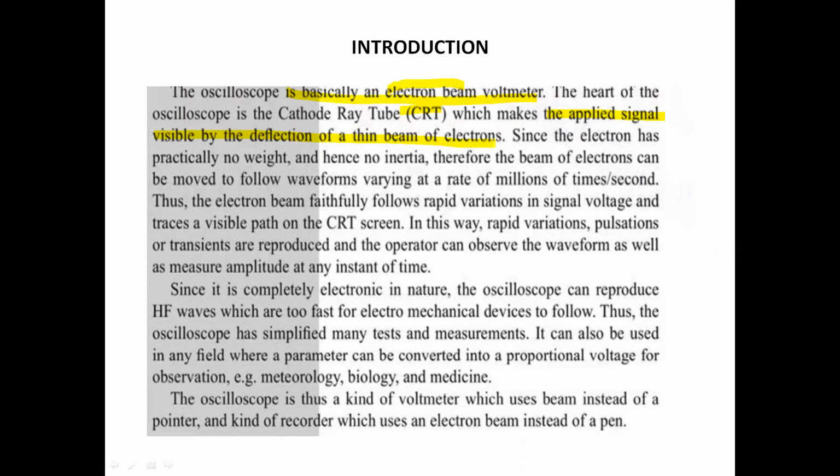We all know that electrons have no weight. Electrons are very light, so they don't travel in a particular direction. They move randomly in space. Since they have no weight, there is no inertia, therefore the beam of electrons can be moved to follow waveforms varying at a rate of millions of times per second.